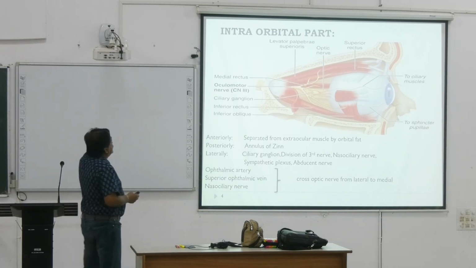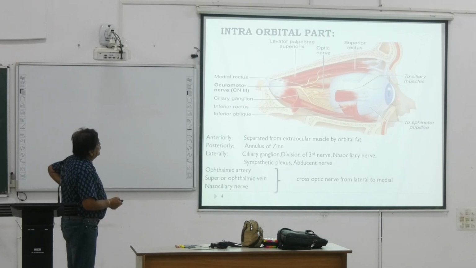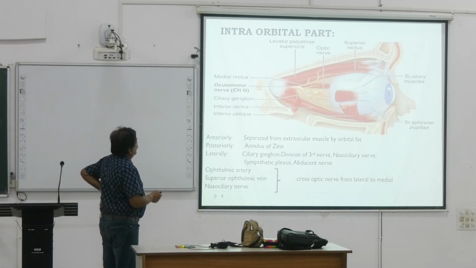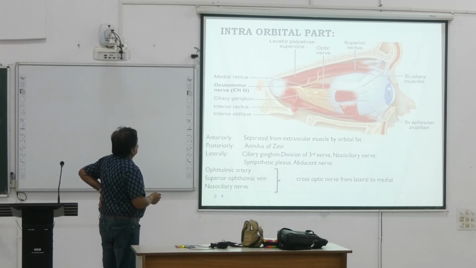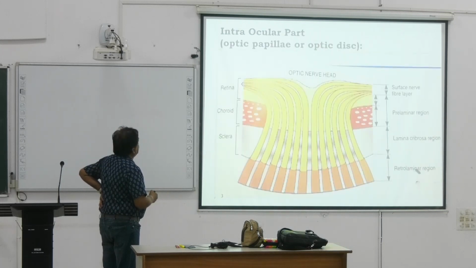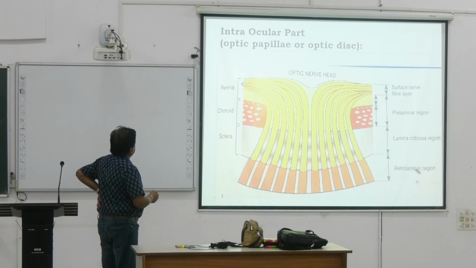Now, the intraorbital part. You see the superior rectus muscle, and the optic nerve is here. The ciliary ganglion, the oculomotor nerve, CN3 is there, the inferior rectus, inferior oblique muscles, and the nerves to the sphincter pupillae and ciliary muscle. Now, this is the optic nerve, and this is the diameter of the optic nerve. Again I go back to the previous slide: see the retina, the optic nerve head, choroid and sclera.